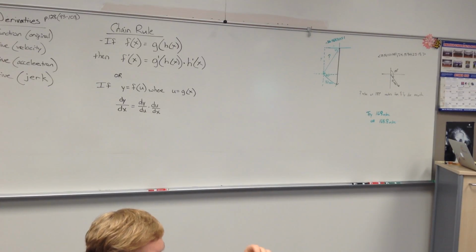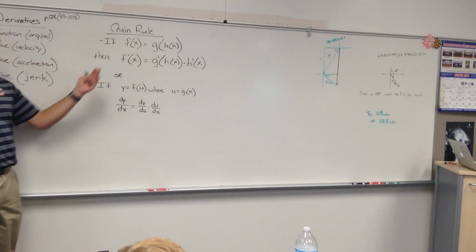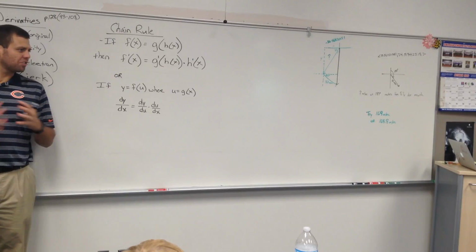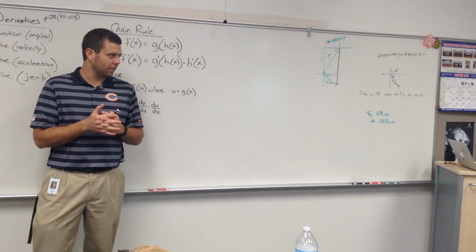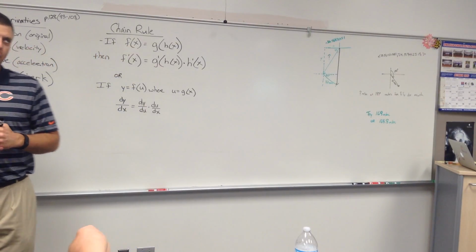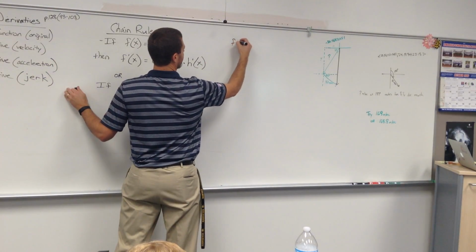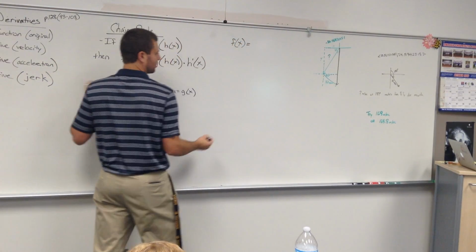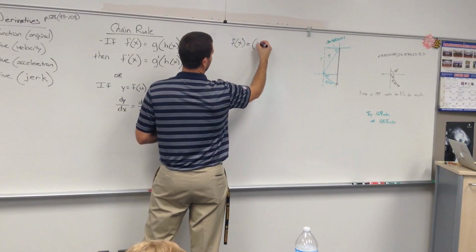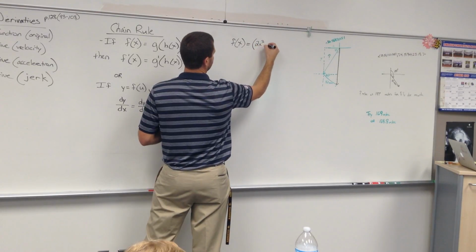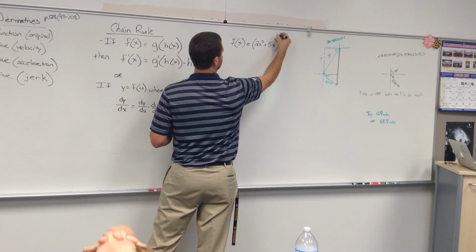Okay, chain rule. Chain rule is another rule we use to help us find derivatives of functions that are basically a composition of two or more functions. Okay? What I mean by that, maybe I'll start with an example. Let's say I have some function f of x, and it is 2x cubed plus 5x, raised to the fourth power.